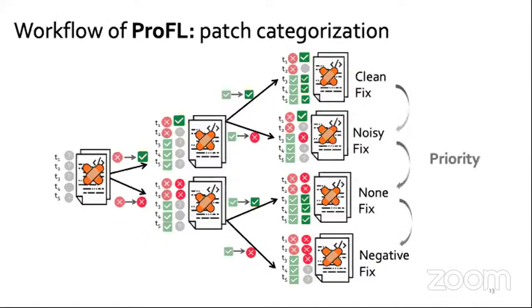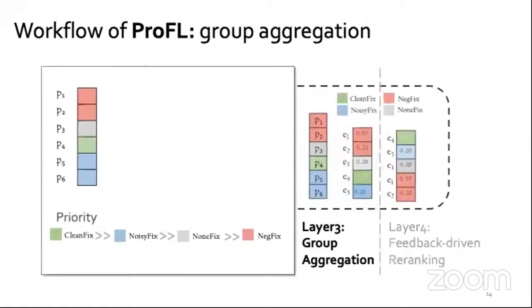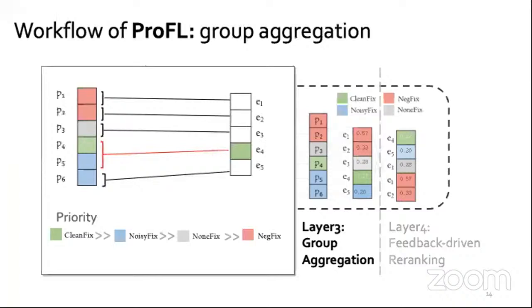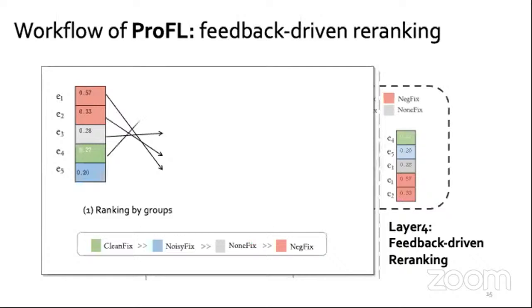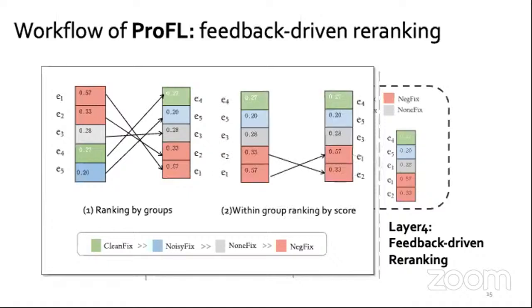We first set priorities between these patch groups. Then in the third step, ProFL propagates the max priority of the patches to their belonging code elements. Lastly, the final suspiciousness value of each code element is first calculated by groups, and then within each group, they are further ranked by their initial fault localization scores.